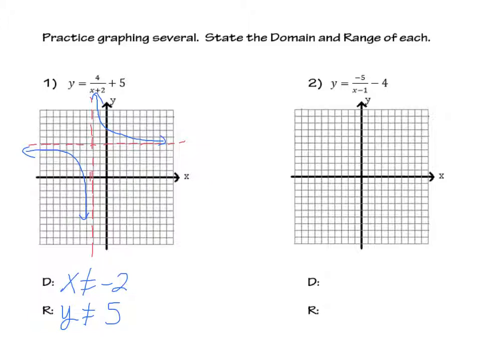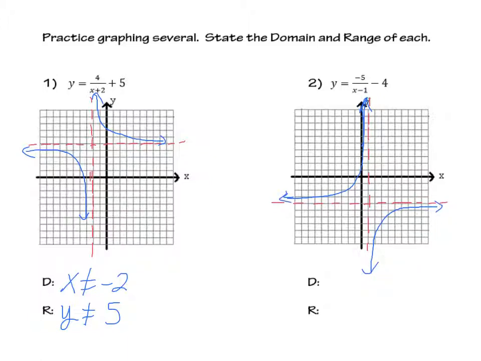Okay, let's try one more together. Number 2, this is going to move right 1, down 4. So I put in my asymptote here, right 1, down 4. The a value is a -5, so now it's going to flip, and it's going to be in the opposite corners. It's going to be down here, and it'll be up here, approaching the asymptote.